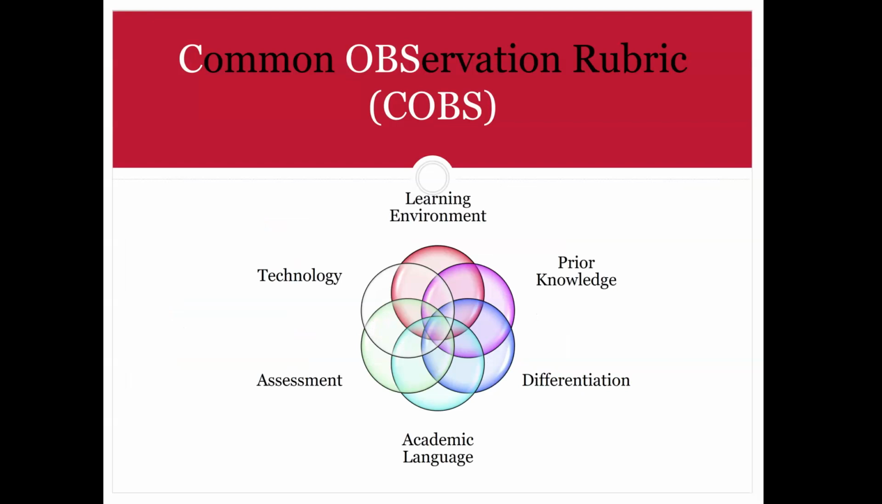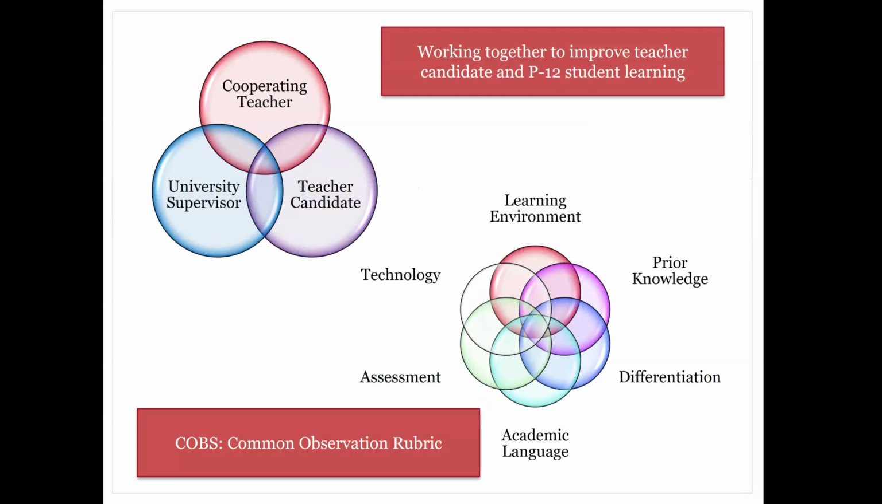So again, the Common Observation Rubric assesses the 6 common areas that we see in every lesson in every grade band: learning environment, prior knowledge, differentiation, academic language, assessment, and technology. Once the data is collected via the COBS, it can be used to scaffold conversations with the teacher candidate. By using the COBS to give explicit, direct formative feedback, the teacher candidate can better understand how to improve their teaching performance. The cooperating teacher and university supervisor are also better equipped to support the teacher candidate.